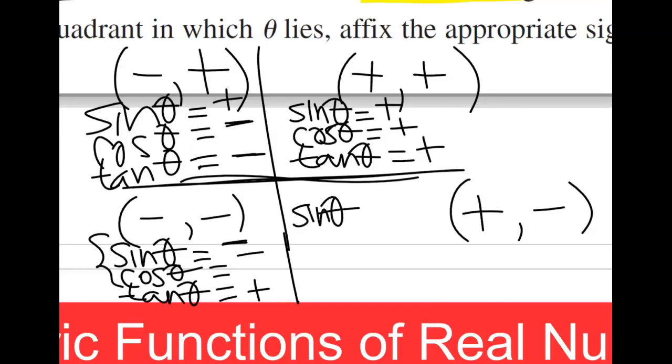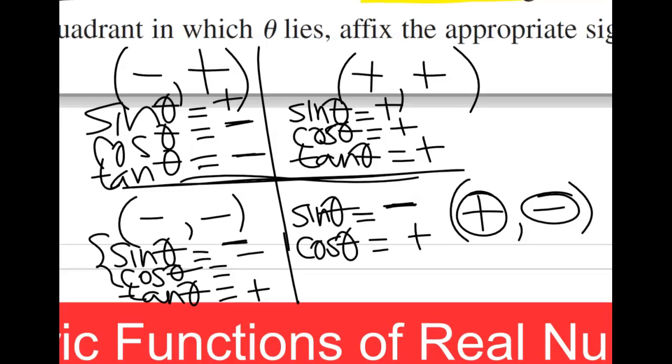Now, finally, in quadrant 4, sine is going to have a negative sign because the y's are negative in quadrant 4. For cosine, it will be positive because the x values are positive in quadrant 4. And for tangent, if we divide two numbers of opposite sign, we will get negative.